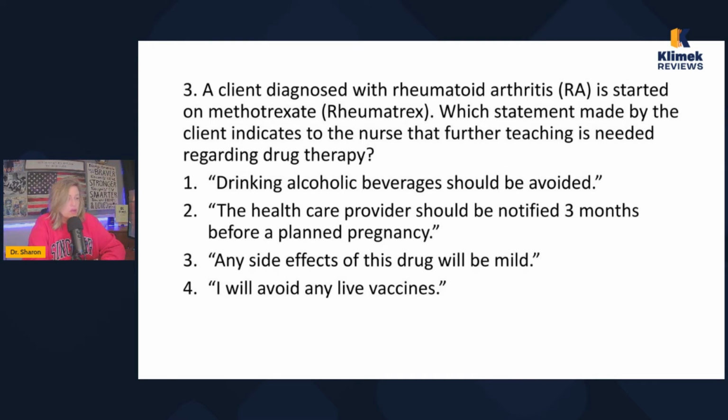Any side effects of this drug will be mild. Well, we're giving them an immune suppressant. I can't imagine suppressing the immune system is going to result in mild side effects. So let me keep going with that. I will avoid any live vaccines. Well, if I'm suppressing the immune system, a live vaccine would put them at some risk if their immune system is suppressed. So it just makes sense to me that an immune suppressant would contraindicate live vaccines, that I wouldn't want to take an immune suppressant when I'm pregnant, and I wouldn't want to drink alcohol. So none of those make any sense. So any side effects of this drug will be mild seems like the false statement to me.